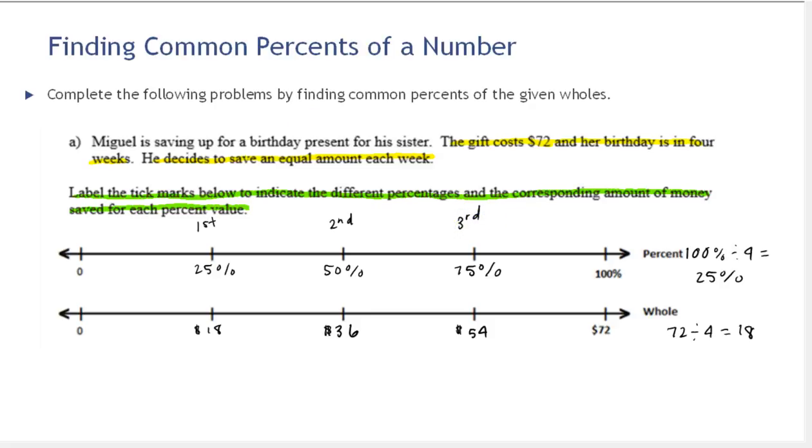By the third week he saved 75% of the total cost, which is $54. And by the fourth week, he saved 100% of the cost of the gift, which is $72. Let's look at the next one.